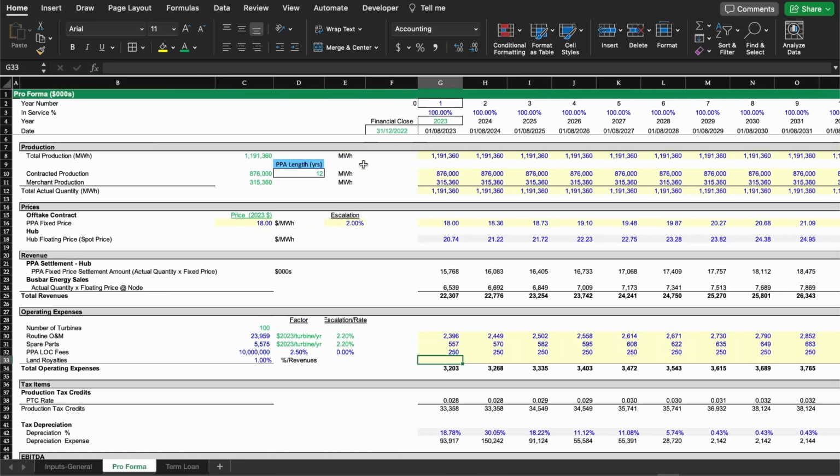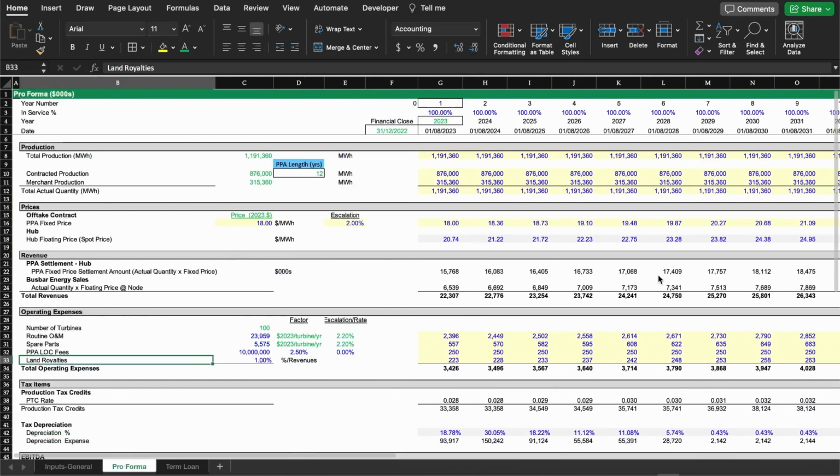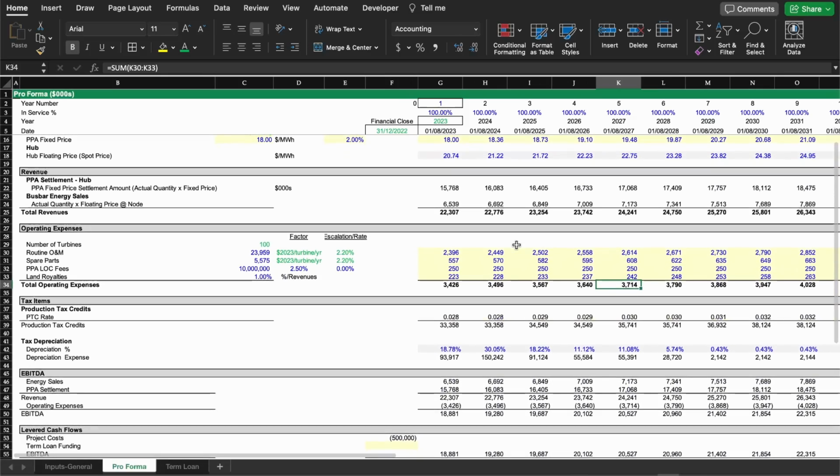Land royalties, it's 1% of what? Of the revenues. And here we go. Okay, so that's going to be equal to this number here, 1, 2, 3, times the revenue. Where's the revenue? Here. I'm going to go here, copy and paste. And let's just check if we have the total operating activities, and we do have it. Okay, sounds pretty good for now. I don't think there's anything missing in here.